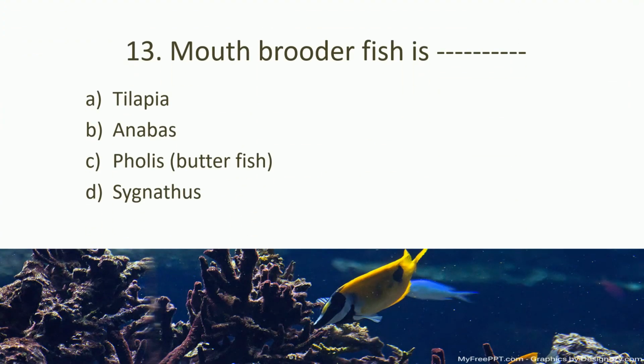13th, mouth brooder fish is dash. Mouth brooder fish mostly carry their eggs in the mouth to take care of them, and the options are A, tilapia, B, anabas, C, pholis, that is butterfish, and D, syngnathus. And the right answer is A, tilapia.